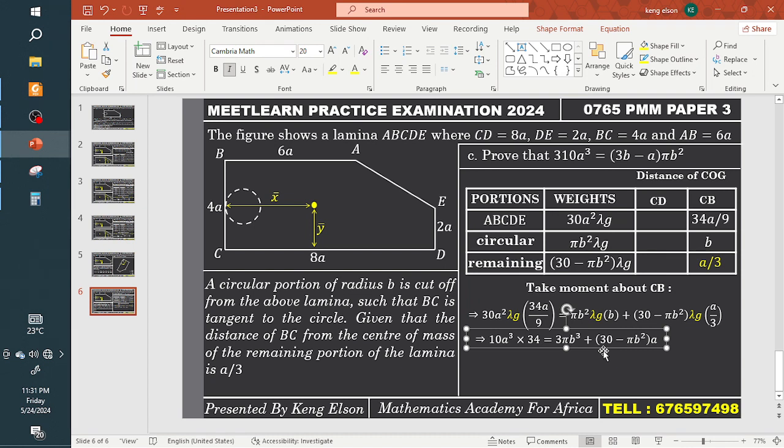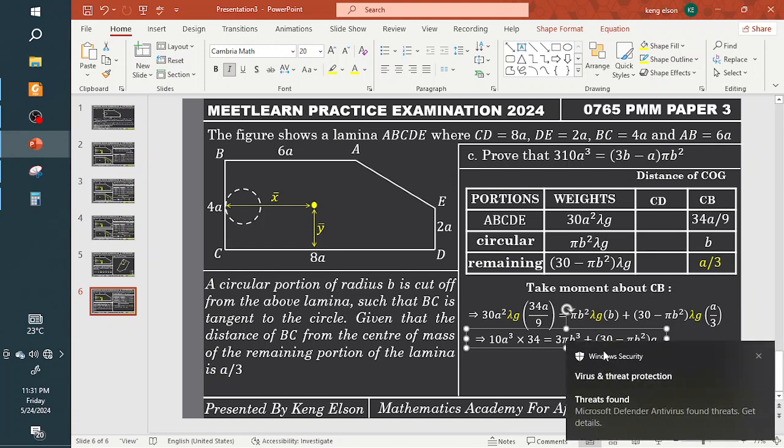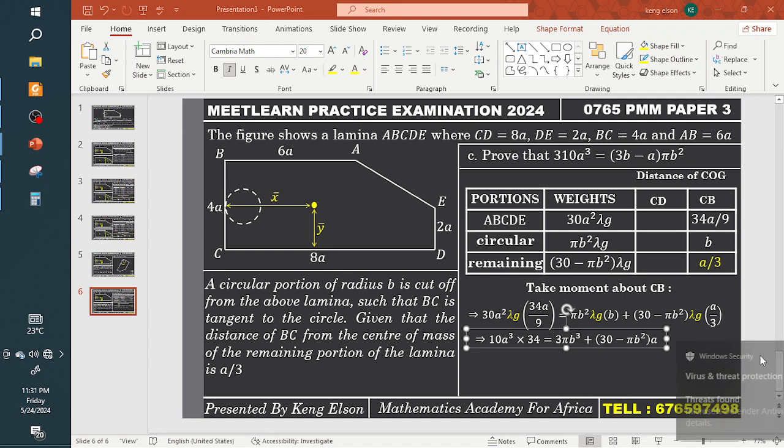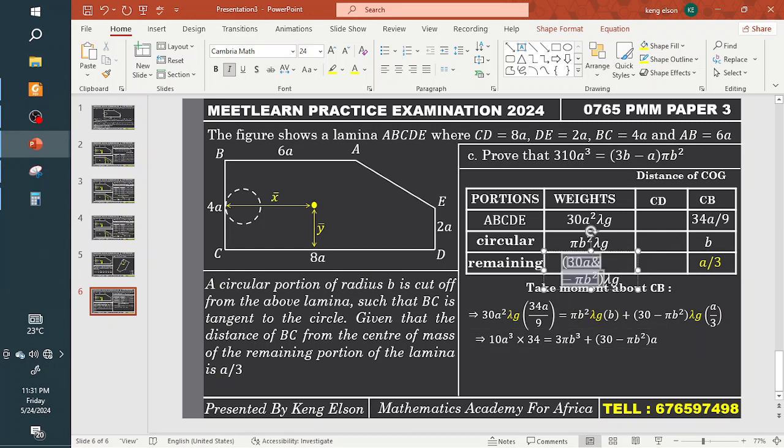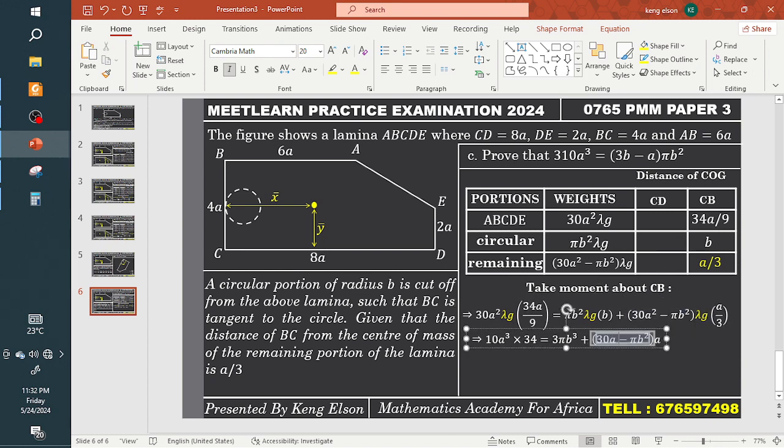Left hand side, what I'm seeing here is 340 a cube. I don't know why the proof they talk about 310. I'm seeing 300. Oh, there's an a squared that is missing here. So I have to decrease the size so that it enters. Even with the a squared missing, it would just be a squared missing there. And then we have a squared missing here.